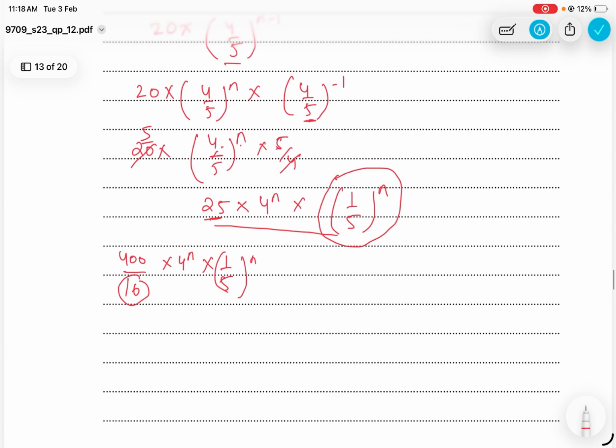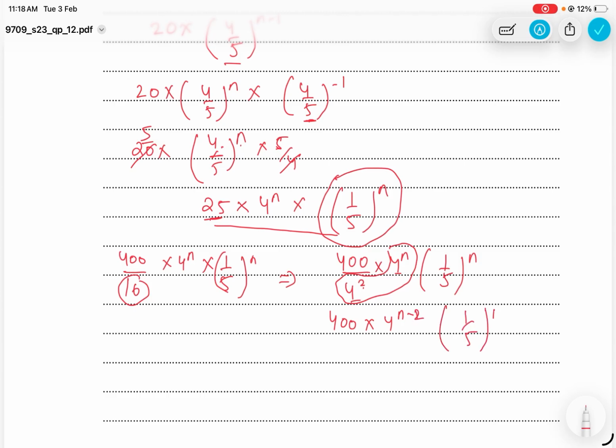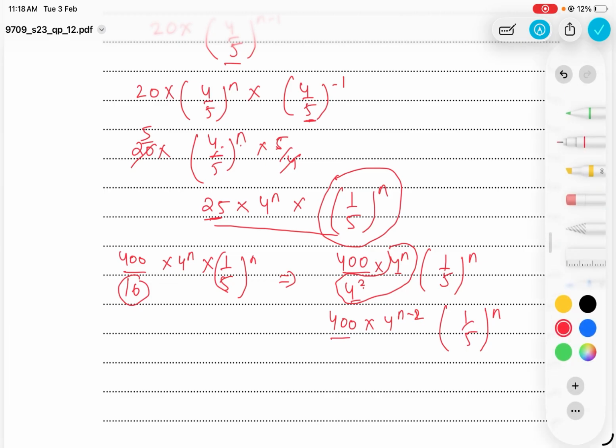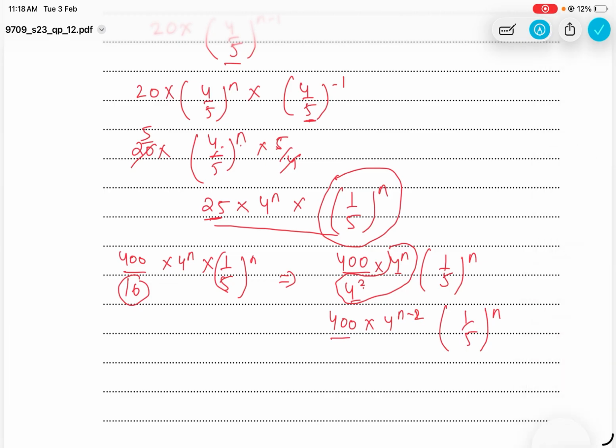16 is 4 squared. So we will have 400 upon 4 squared times 4 to the power n times 1/5 to the power n. Can you see these two? The base is same. Power will be subtracted. So we will have 400 times 4 to the power n minus 2 times 1/5 to the power n. Okay? Now listen. Now look back to the question.